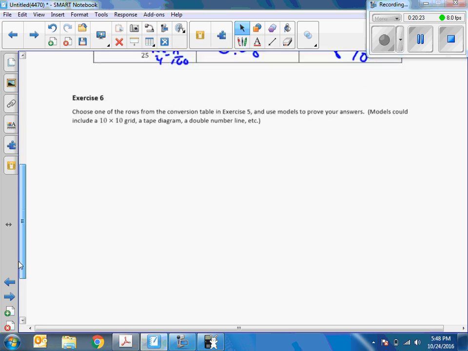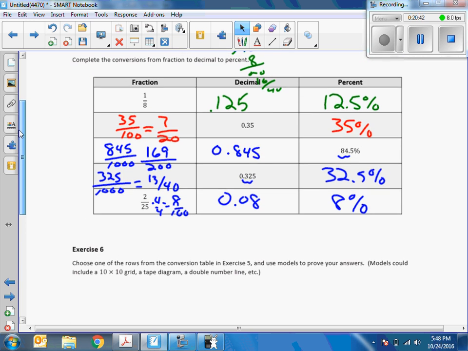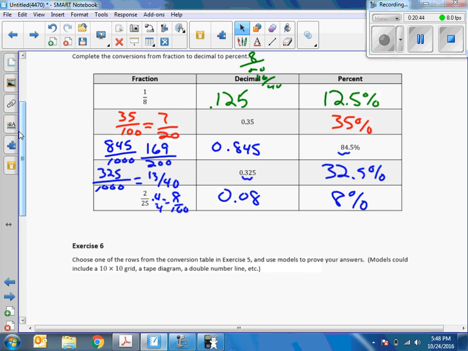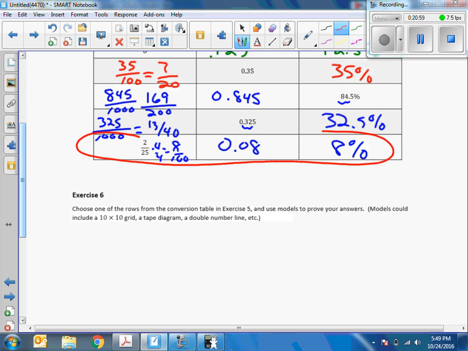Okay. And finally, exercise 6. Choose one of the rows from the conversion table in exercise 5. Use models to prove your answers. Models could include 10 by 10 grid, tape, double number line, etc. So from exercise 5, it says choose one of the rows from the conversion table and use models. All right. Well, I'm going to pick the bottom one right here. And I'm going to go with the original.